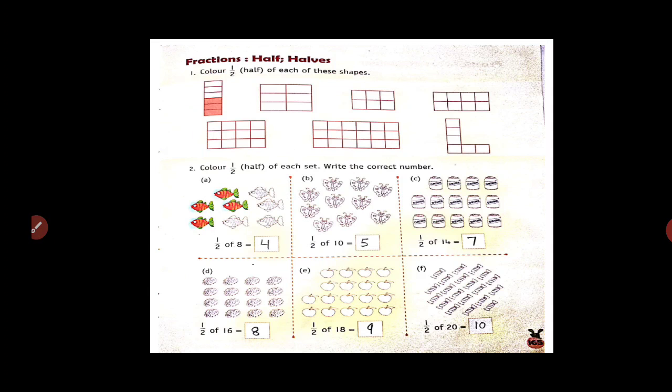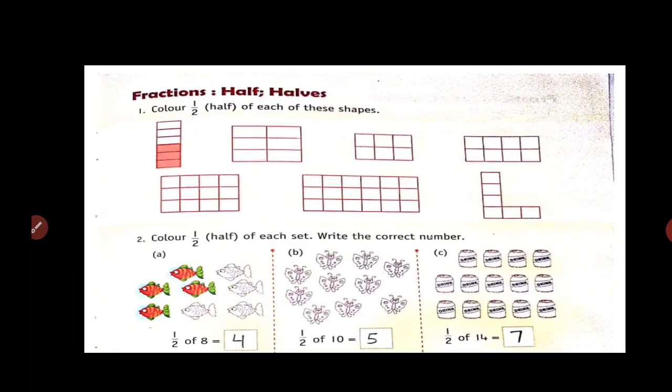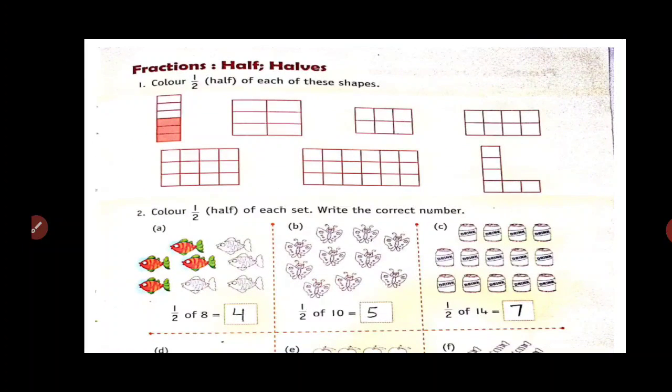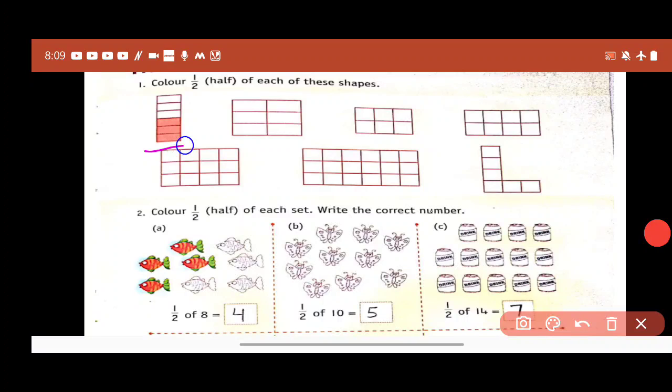Okay? Now, let's solve some pages. Page 165 of Maths is Fun. Fractions, half, halves. The first question says, color the half of each of these shapes. As you can see, the first one is done for us. In this picture, there are 6 blocks. And if you take the half of 6, it means if you divide the 6 into 2 parts. So, if you divide and let's color, the half of 6 will be 3.